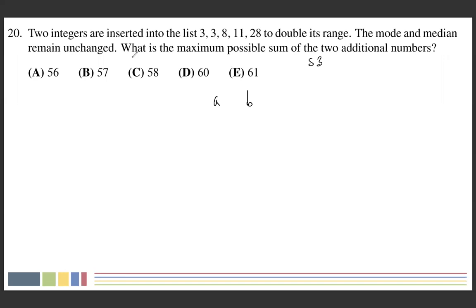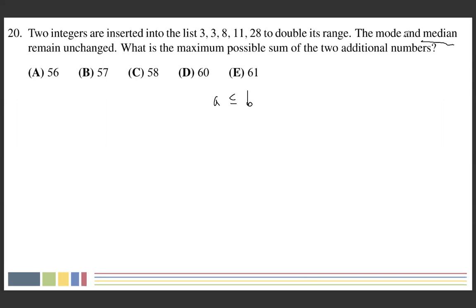Alternatively, we could extend it from the bottom, but doing so would be a bad idea because we're making a lower number, right? So let's try to rigorously show that we want to have 53 be the larger of our numbers. So let's say A is less than or equal to B. These are the two numbers we're adding to the list. Really the main thing we have to worry about, other than the fact that we need to double its range, is the median part, right?